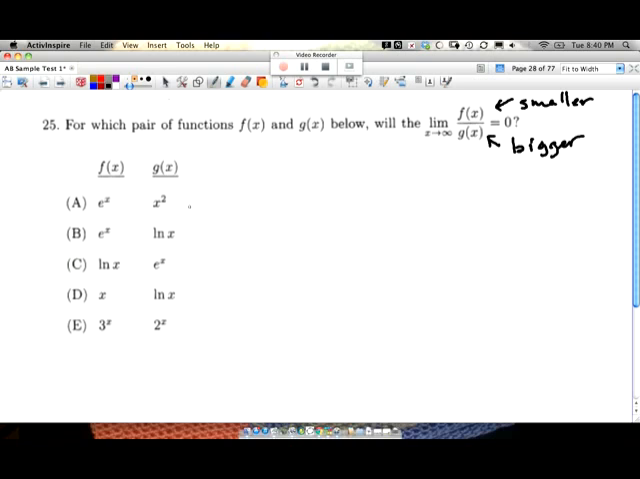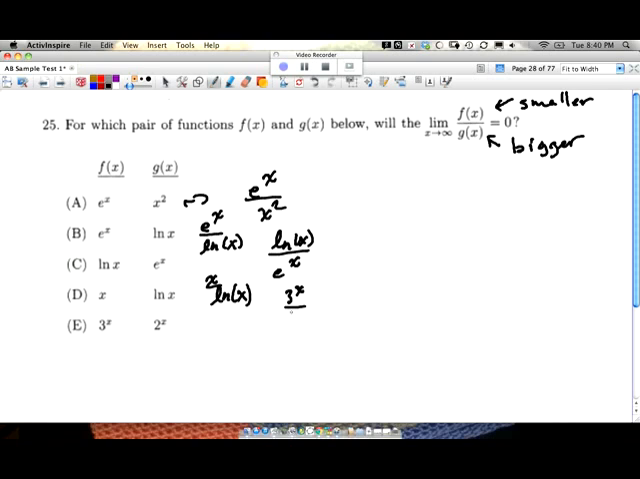So let's rewrite each of these. If I look at the first one, f is on top, so that means it's going to be e to the x over x squared. The next one would be e to the x over natural log of x. After that, we would have natural log of x over e to the x. Then we got x over natural log of x, and then 3 to the x over 2 to the x. Well, for sure the last one is out, because for 3 to the x and 2 to the x, 3 is bigger than 2.